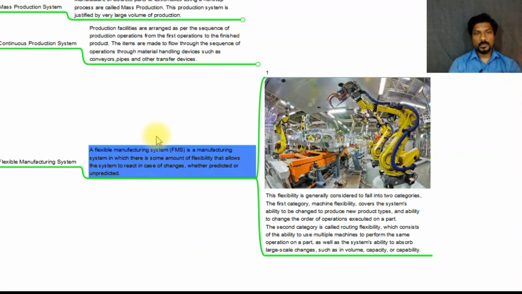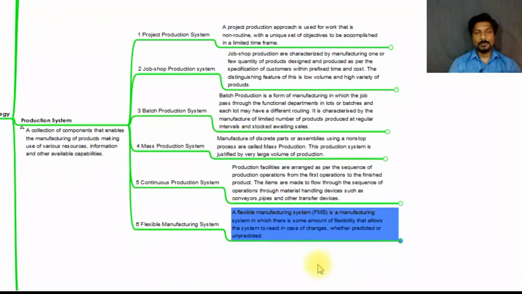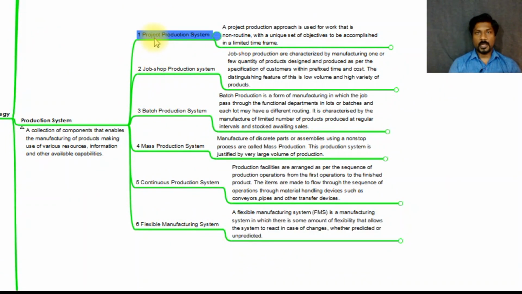So these are the major types of production systems based on the variety and quantity of products produced in those systems.